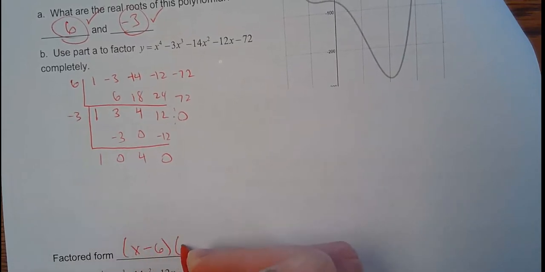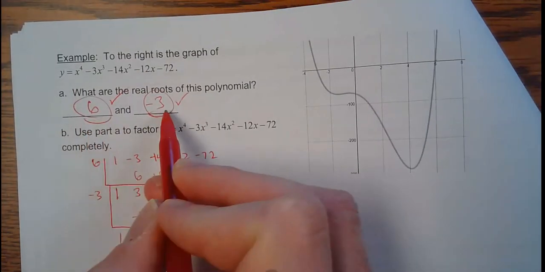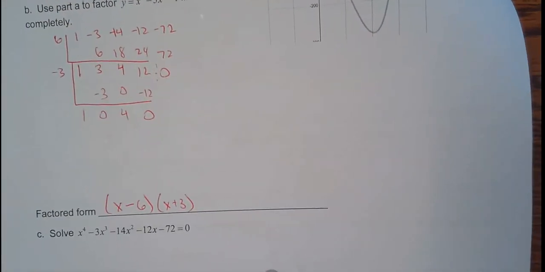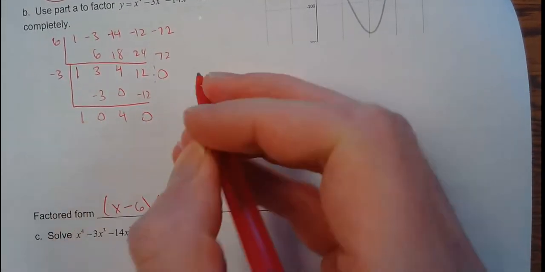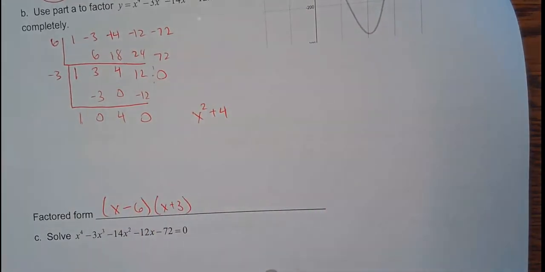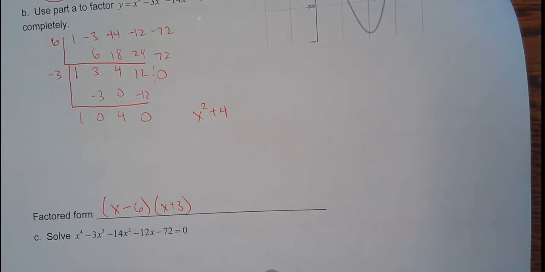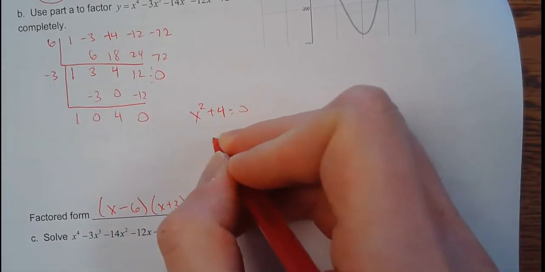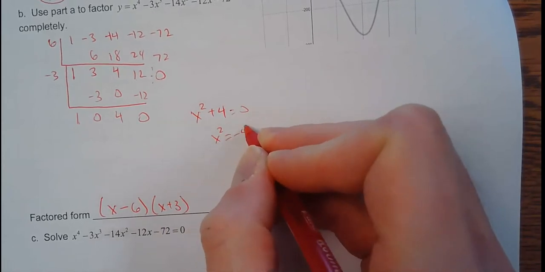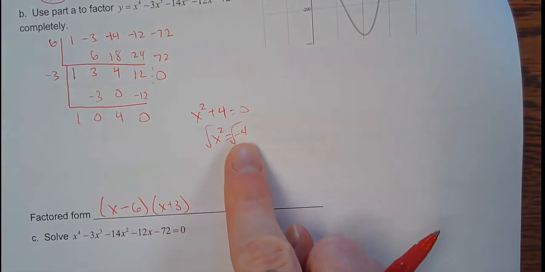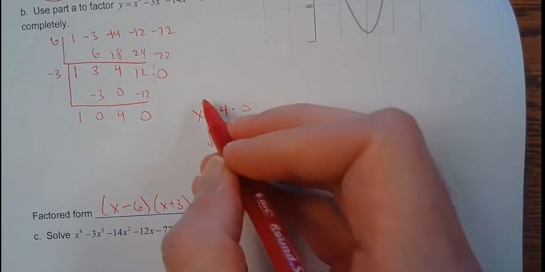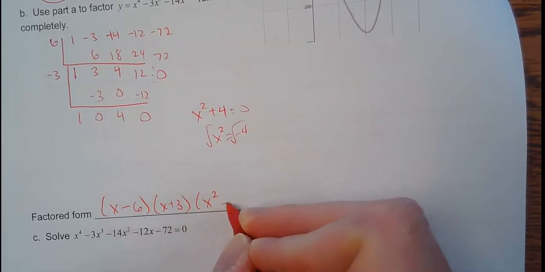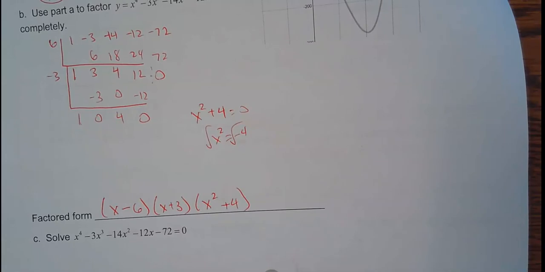So my factored form, I'm just going to start filling it in here. x minus 6, x plus 3, because I found those roots. And now what's left, this guy here, is x squared plus 4. You could use the quadratic formula, complete the square, all those things. But this one would be easiest to use square roots, because I have an x squared but no x. So if I just set that equal to 0 and go to square root, uh-oh, can't do it. So this one is not factorable. It's just x squared plus 4, and that's it.